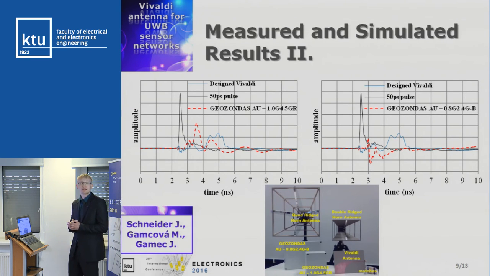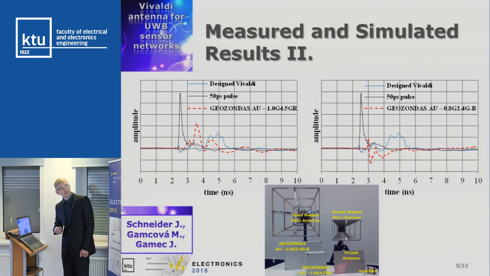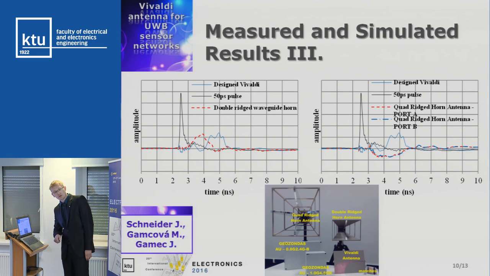As you can see, we compare this impulse response with commercial antennas. The pulse is reduced because the pulse has 30 volts, and this is only relative amplitude. The maximum value is 200 millivolts, so this is only relative. As you can see, our designed antenna, the blue line, has lower ringing than other antennas. This is the small Gelsundas, the big Gelsundas, and on this picture, the double ridged horn waveform, and the quad, port A and port B.